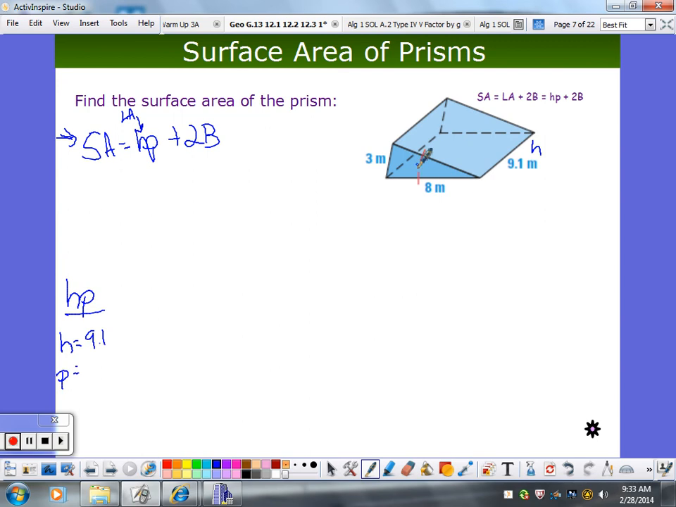Now I have these little guys here. So that means this one's 8, 2. It's an isosceles triangle. That question? Yeah.